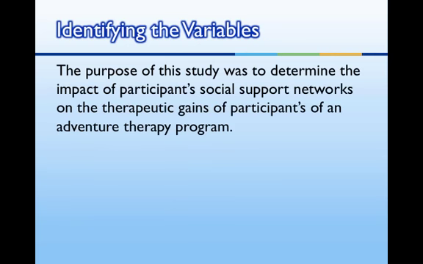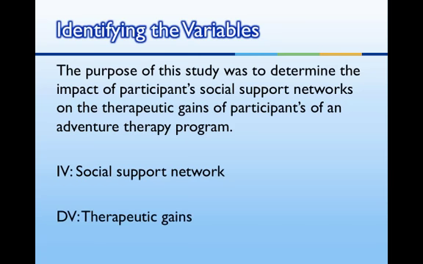Let's look at another. The purpose of this study was to determine the impact of the participants' social support networks on therapeutic gains of participants of an adventure therapy program. The independent variable will be the social support network. The dependent variable will be the therapeutic gains.